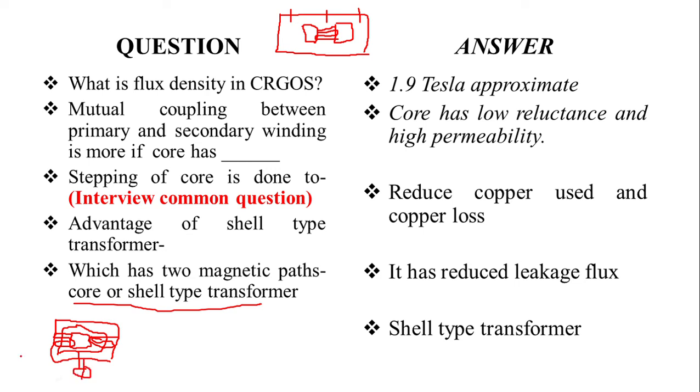So there is no division of flux in the core type transformer, while in case of a shell type transformer, you can see that this is shell type. Suppose the flux in the central limb is φ. Now this φ divides in two magnetic paths in the outer two limbs. So the flux in the outer two limbs will be equal to φ by 2. So two magnetic paths are present in case of a shell type transformer only. That's why the answer to this question is shell type transformer.